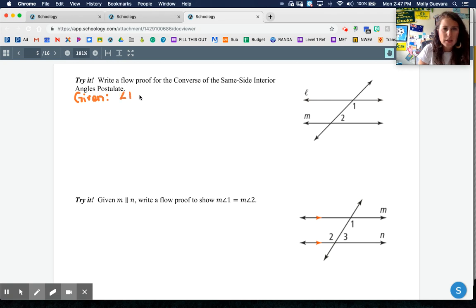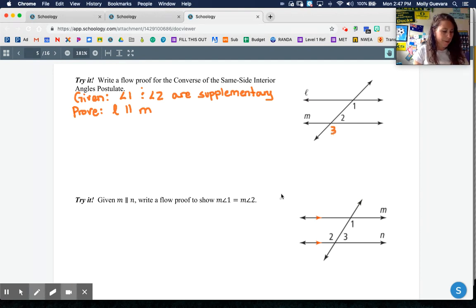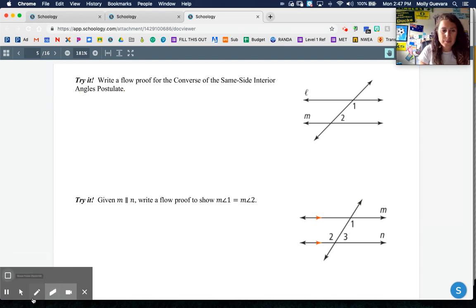So in this problem, I'm given that angle 1 and angle 2 are supplementary. And I want to prove that L is parallel to M. And I'm also going to need an angle 3 here. Okay, so this one has a little bit more going on with it. The first thing that I know, and I'm going to go ahead and erase this because I'm going to need this space, but just know it's still there. And I still want that 3 there.